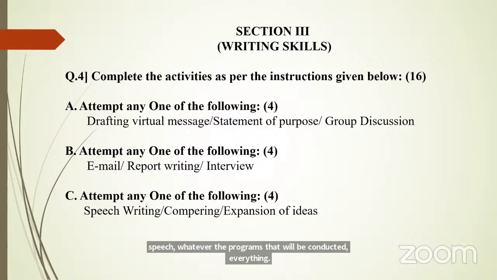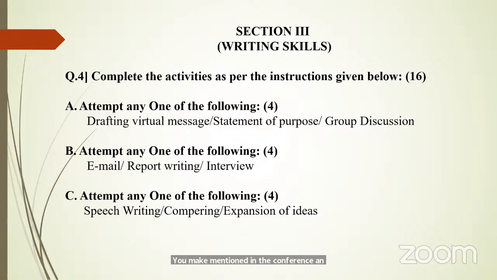In expansion of ideas, a proverb or an idiom will be given to you, and you have to write in 3 paragraphs. So what is expected? The first is an introductory paragraph. In the second one, you'll give details about that proverb. You can give similar examples, your own experience, or an anecdote. And in the 3rd paragraph, you'll conclude that entire thing with a similar proverb.